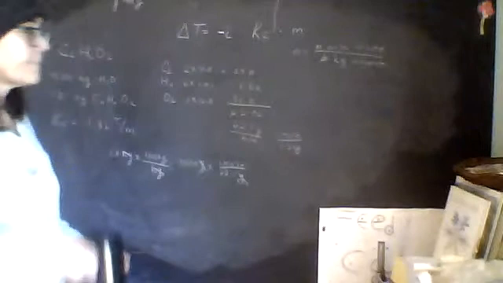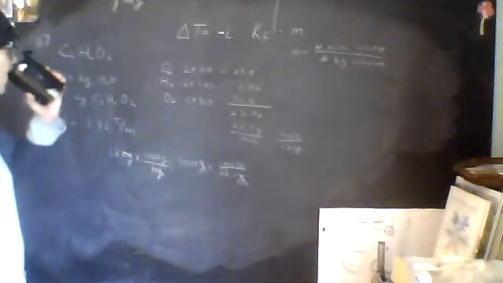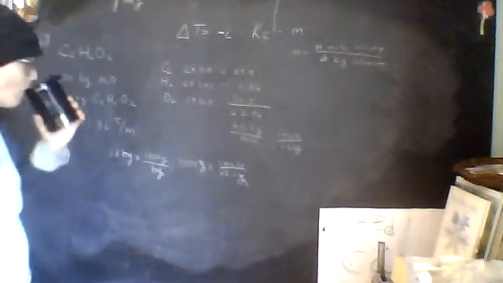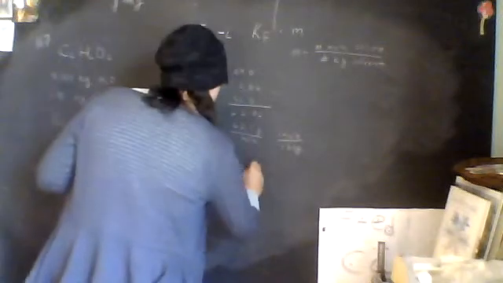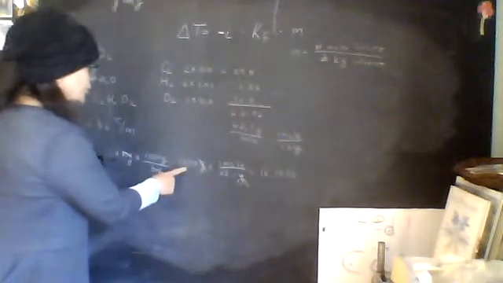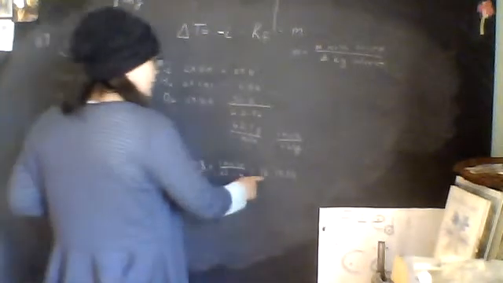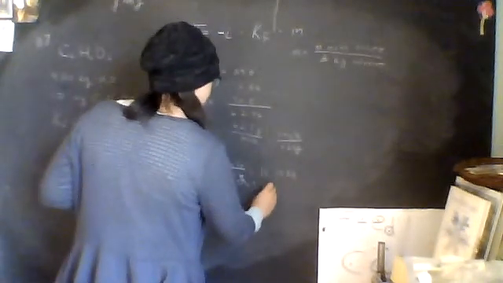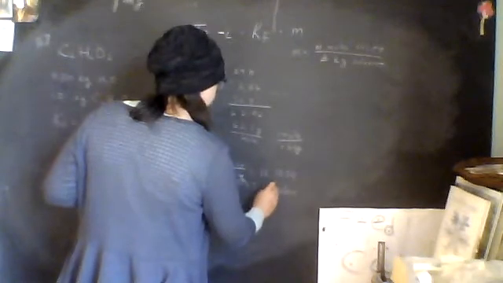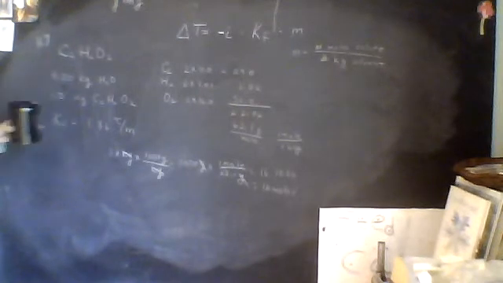Now we divide 1,000 by 62.1. Please do the honors on the calculator. It's 16.10305. We have 2 significant digits in our grams, so we want 2 here. We're going to say 16 moles. So we have 16 moles of this.